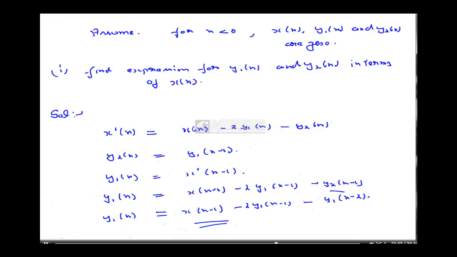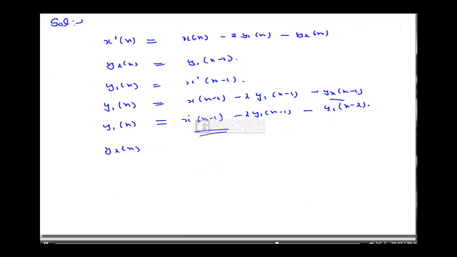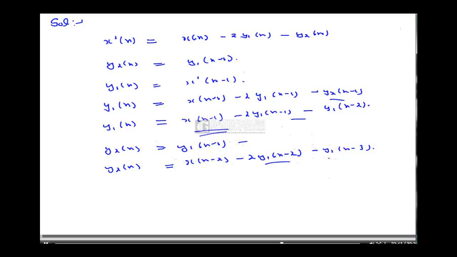Similarly, if I want to write the expression for y2n, y2n is nothing but y1 of n minus 1. So replace this expression by this expression. I can write x of n minus 2 minus 2 times y1 of n minus 2 minus y1 of n minus 3. We can replace y1 of n minus 2 and y1 of n minus 3 by y2. So this is one solution for y1n and y2n.